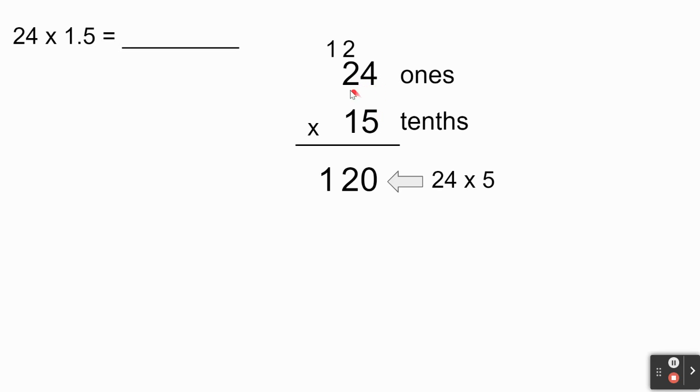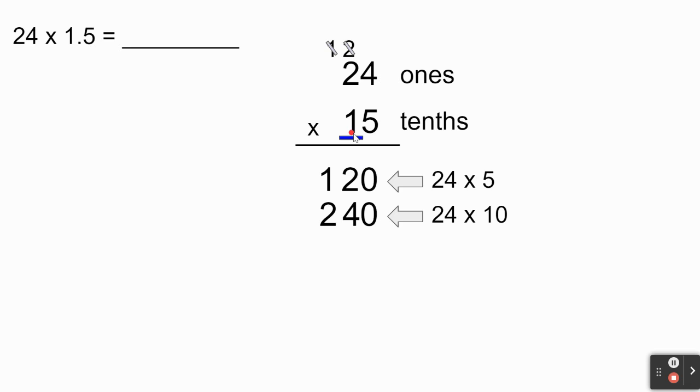Next, we want to find the product for 24 times 10, since the 1 is in the tens place. We're going to place a 0 down here in the bottom in the ones place, so our answer starts in the tens place, since the 1 is in the tens place. Now we're going to multiply 1 times 4, which is 4, and 1 times 2, since the 2 is in the tens place, which is 2. So 240 is the answer we're getting to 24 times 10.